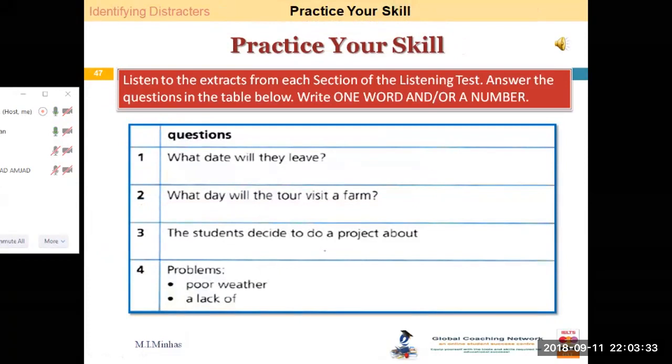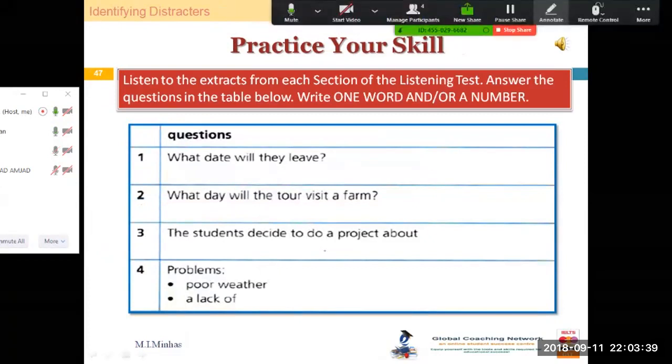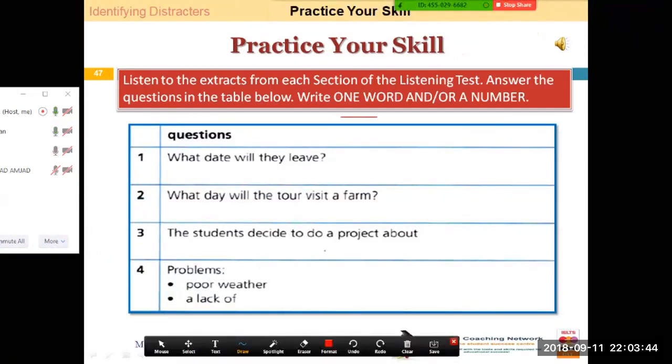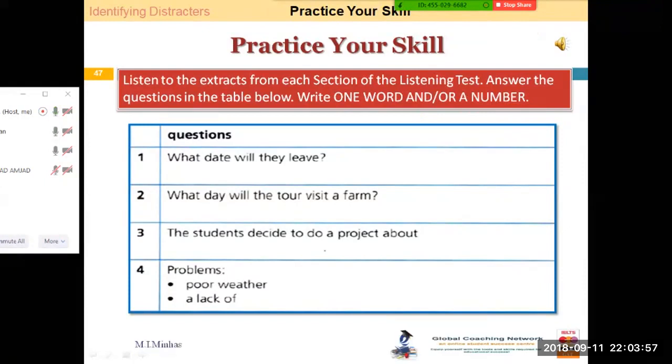Now you have different questions from each of the sections, and you have a word limit now. So far, there was no word limit introduced to you. Now you will find a word limit for all of the exercises. So here, the word limit is one word and or a number. I'm giving you 30 seconds to look at these questions first, and then I'll play the recording.